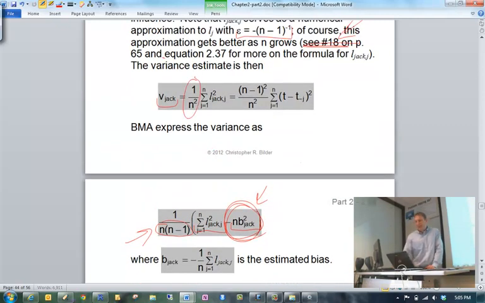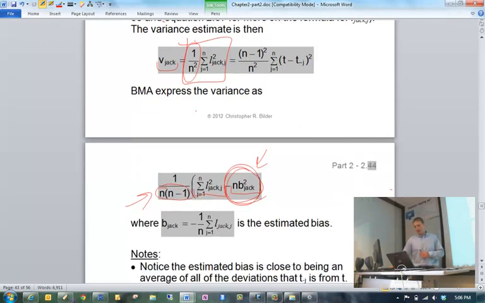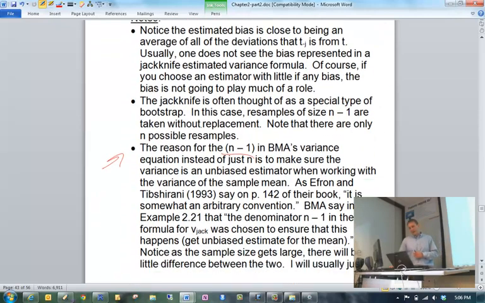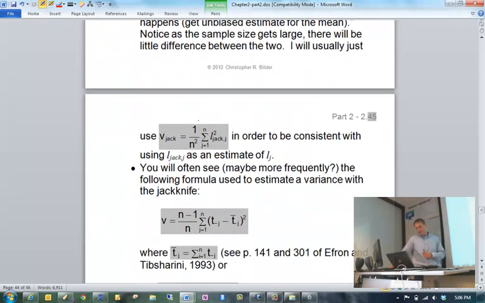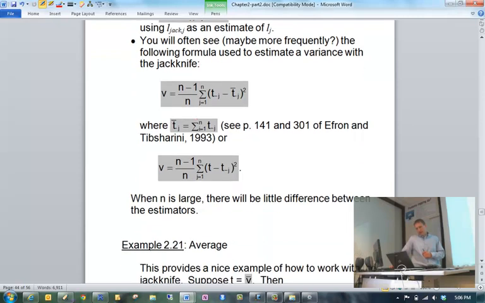It's not worth it. Just do 1 over n squared. Okay? So this is the formula I'm going to use to do a jackknife estimate of the variance. I want you to use this formula in our class. If you get outside of this class, you want to use a different formula, go right ahead. I won't change your grade in this class. We need to talk some more about this formula.